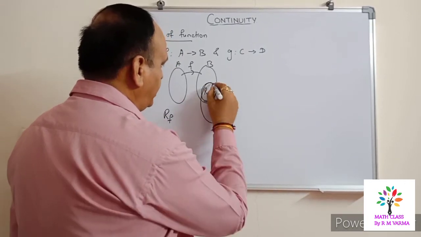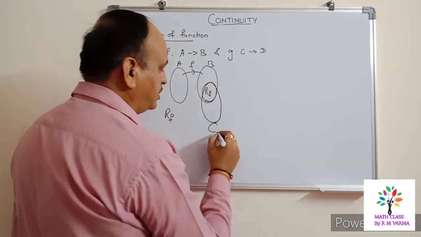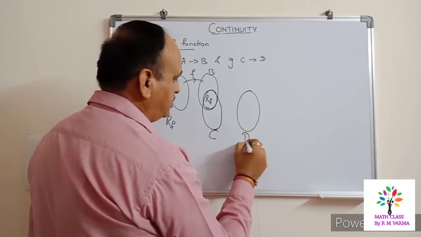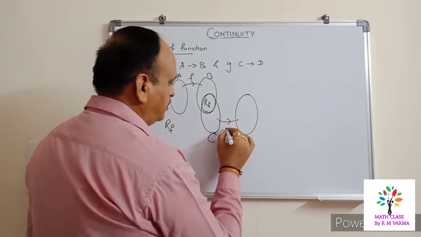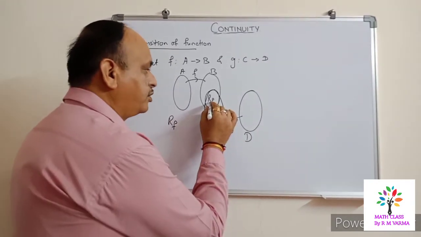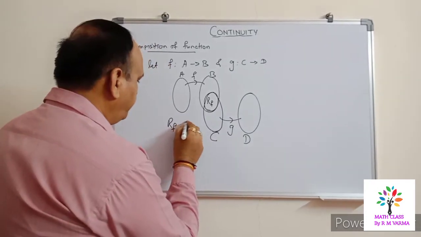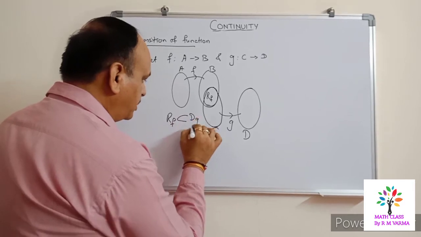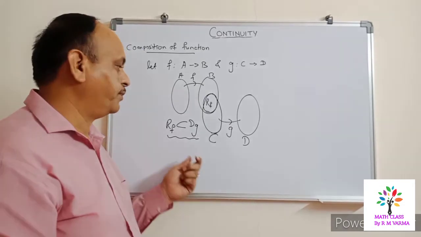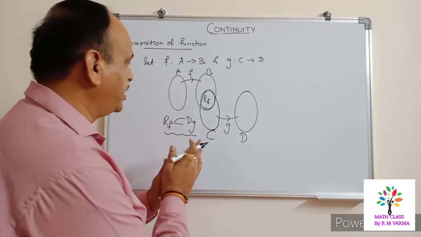Here, this entire range should be present in the domain of g, and here is another function. So this function is g, this is the domain, codomain. So the range of f should be a subset of the domain of g. If it happens in this form, then the composition takes place.